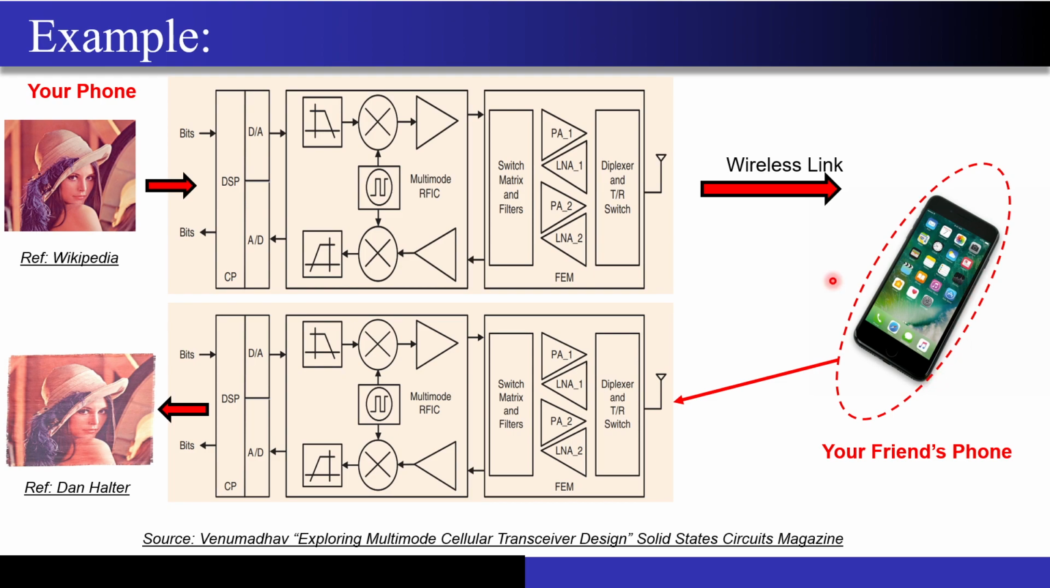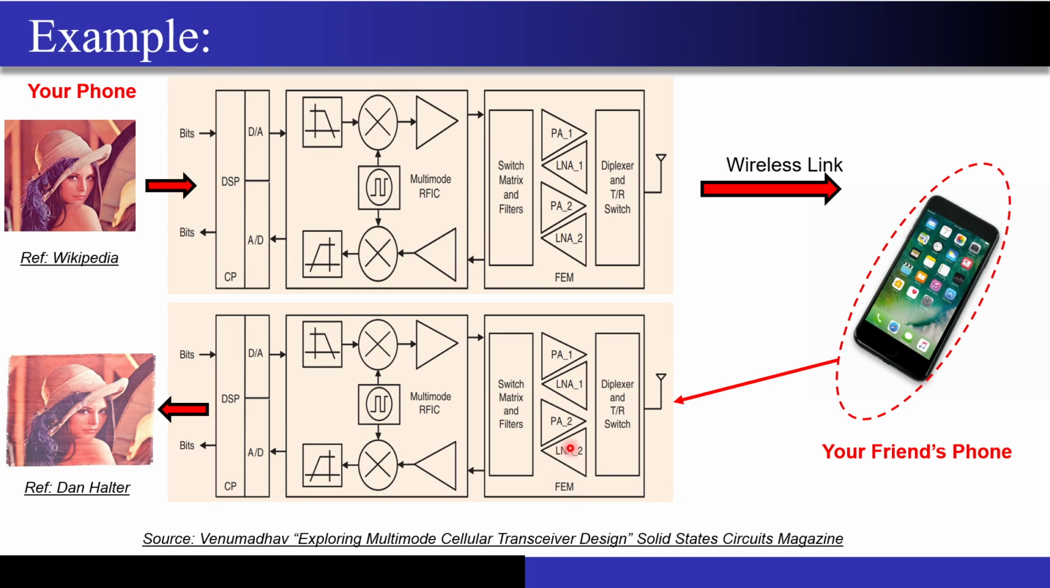Now the same base station will transmit whatever signal you have transmitted to your friend's phone, correct? In this chain, the reverse of the flow that I have just told you will happen. First the signal will hit the antenna of your mobile, then it will go through a block called the low noise amplifier. This is called LNA, correct?